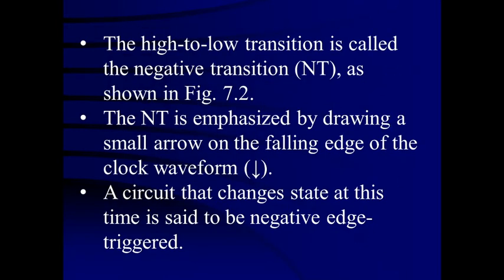The high to low transition is called the negative transition, as shown in figure 7.2. The negative transition is emphasized by drawing a small arrow on the falling edge of the clock waveform. That means when the clock level is changing from high to low, that transition is called the falling edge of the clock waveform, and at that time the arrow is shown by this kind of arrow. That means a down arrow will be there, and this kind of circuit responds to the negative edge trigger.